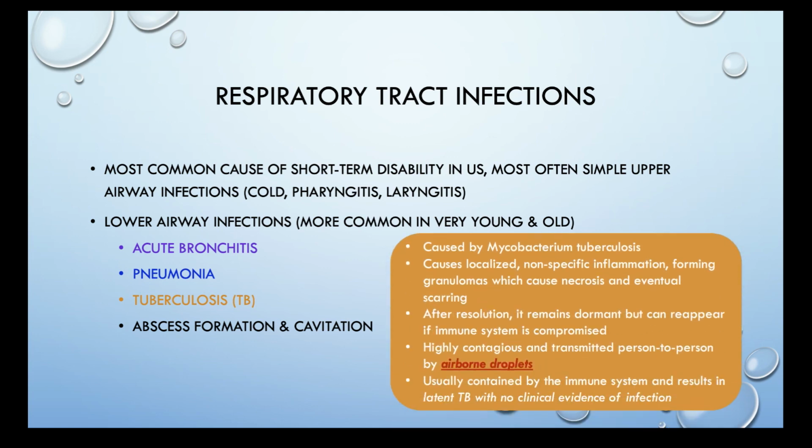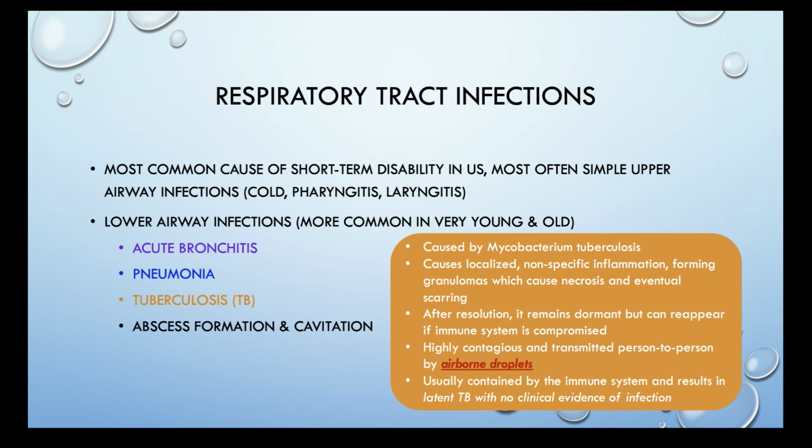Tuberculosis, or TB, is caused by Mycobacterium tuberculosis. It causes localized, non-specific inflammation. It forms these little granulomas in areas of the lung that end up becoming necrotic, and through the inflammatory immune response of cleaning out that necrotic tissue, they end up forming scars.